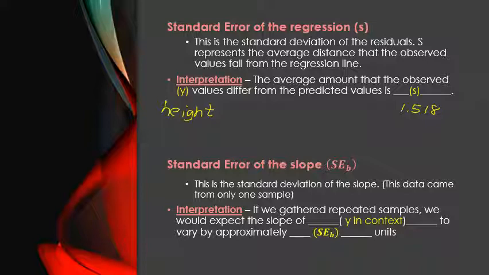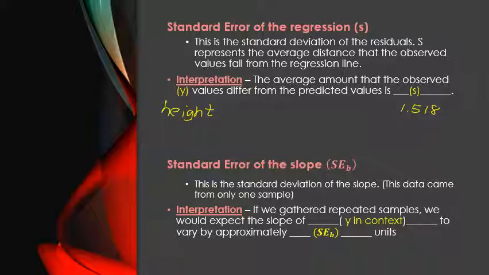So the standard error of the slope is this SE with the little subscript of b. This is the standard error of the slope or standard deviation of the slope, and it's that the data comes from only one sample. So this is the variation that you would get of your slope. Every time you do a different sample, you're going to get a different slope. So the interpretation for this one is if we gathered repeated samples, if we went out and got a bunch of different samples, then we're going to get different slopes that go with it.